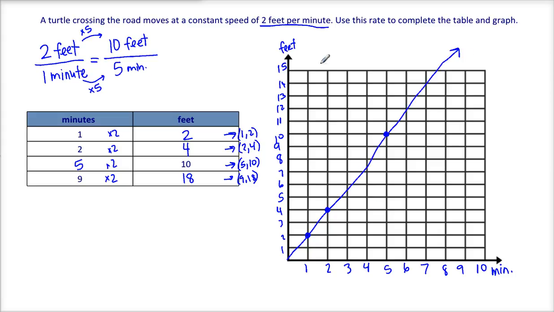Okay, so this is the graph of this relationship. Now notice where my unit rate is. My unit rate is right here. After 1 minute, we've gone 2 feet. And in my table, after 1 minute, I've gone 2 feet. So here's my unit rate in my table. Here's my unit rate on my graph.